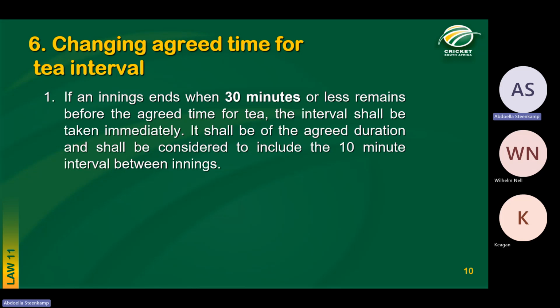So our tea is at 3 o'clock. Anytime from 14:30 onwards, if an innings ends, we will take an early tea. So if an innings ends at 14:30, we will take an early tea from 14:30 till 14:50. The 10-minute change of innings interval will be incorporated into your tea interval. If an innings ends at 14:50, this is 10 minutes to tea. It falls under this point number 1 of 30 minutes or less. We'll take an early tea. Tea will be from 14:50 till 15:10, and the 10-minute change of innings will be incorporated.